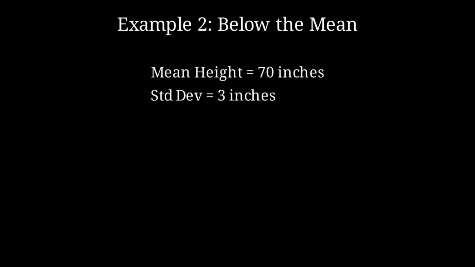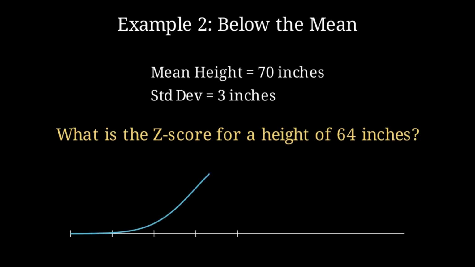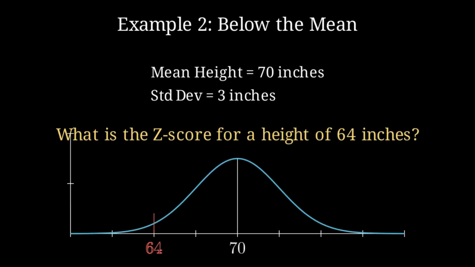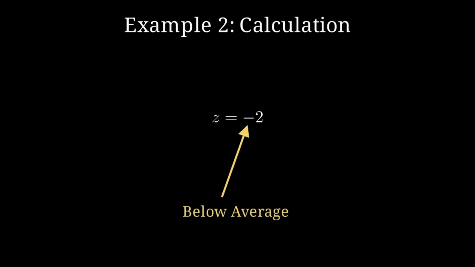Let's try one where the value is below the average. If the mean height is 70 inches and the standard deviation is 3, what is the z-score for someone who is 64 inches tall? Subtracting 70 from 64 gives us -6. Dividing by the standard deviation of 3 results in a z-score of -2. This indicates the height is exactly 2 standard deviations below the mean.